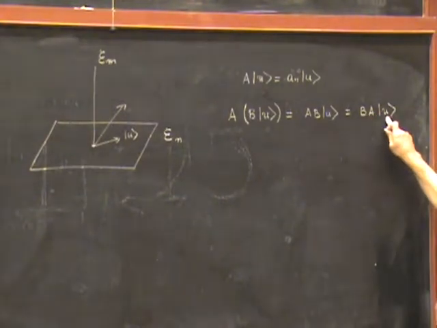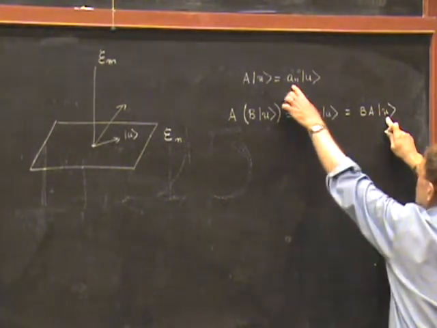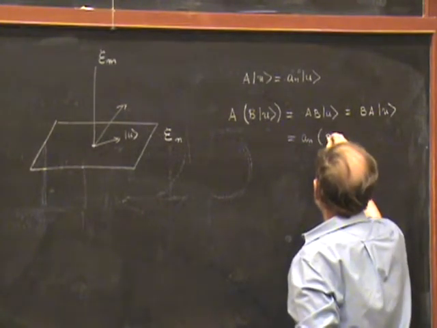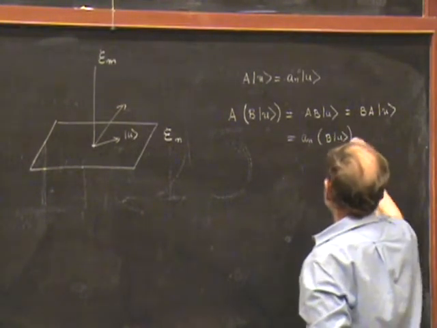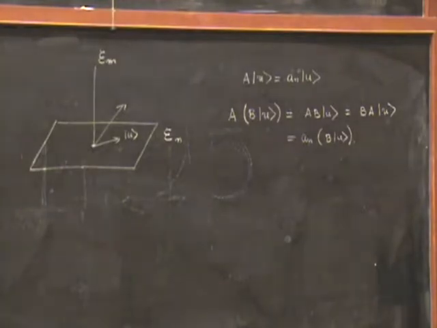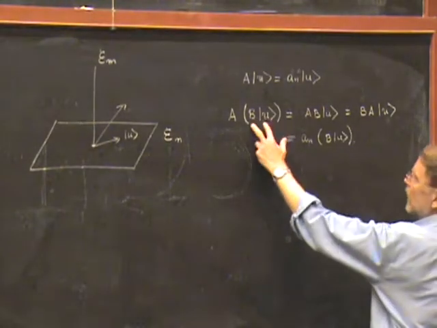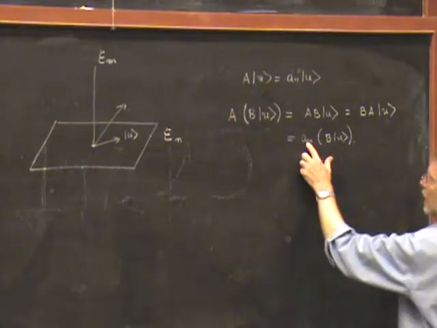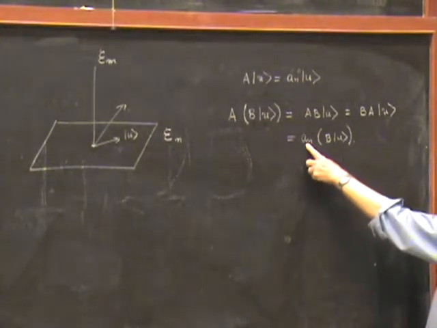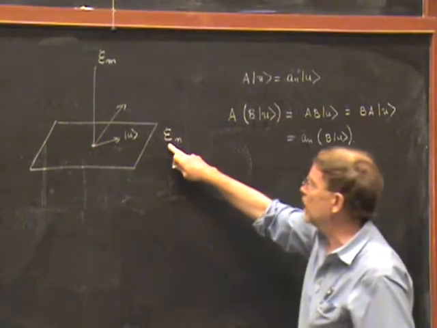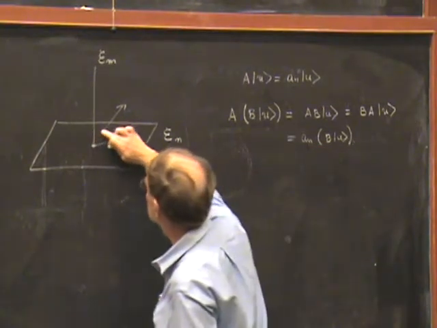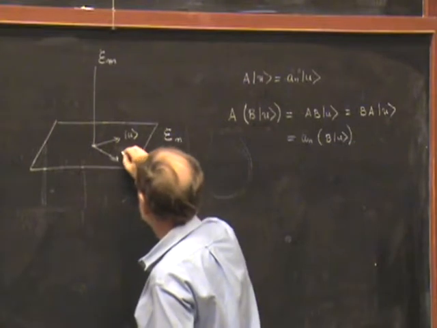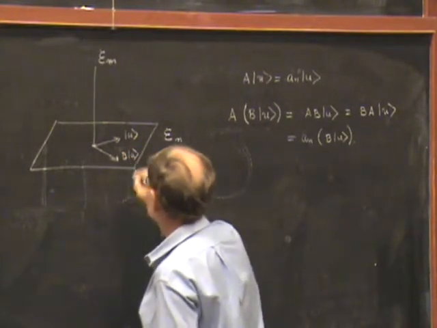And then the A acts on u and brings out the eigenvalue a_n, which is just a number. So this can be written as a_n times B acting on u. And the result is that the vector Bu is an eigenvector of A with the eigenvalue a_n. That means it belongs to the space E_N, and so this picture I drew is wrong. Instead, Bu has to be some vector that's also inside this space.